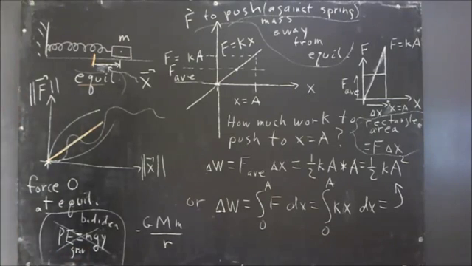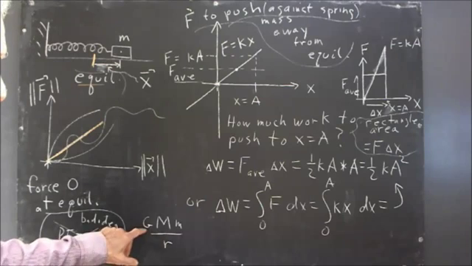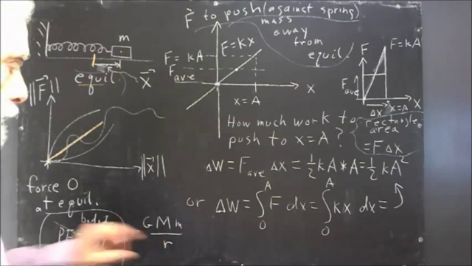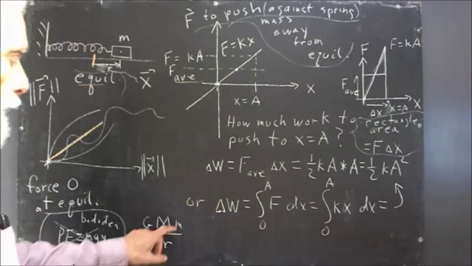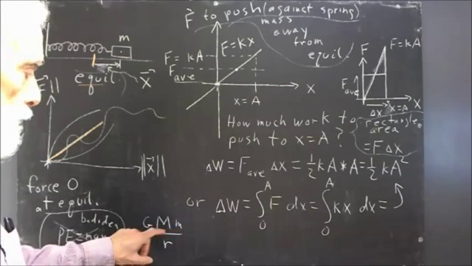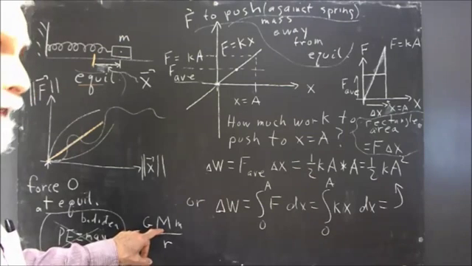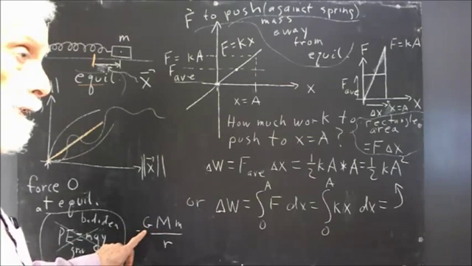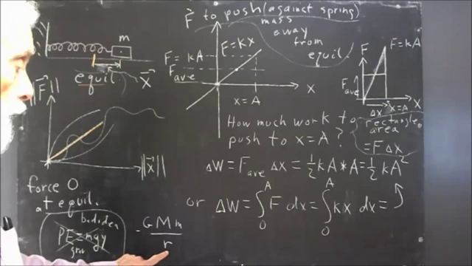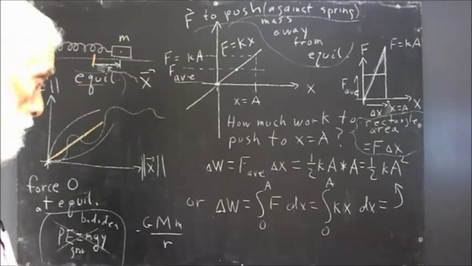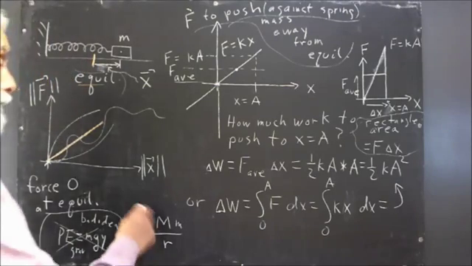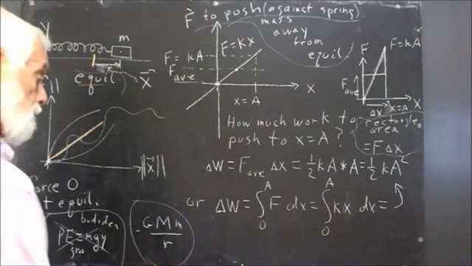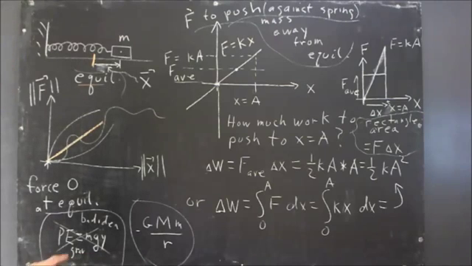Another expression for gravitational potential energy is negative capital G, capital M, little m over r, which is the gravitational potential energy of a mass, little m, in the vicinity of, let's say, the Earth, whose mass is big M, where G is the universal gravitational constant, and r is the distance of the center of the mass from the center of the Earth. This is another formula that can represent gravitational potential energies.